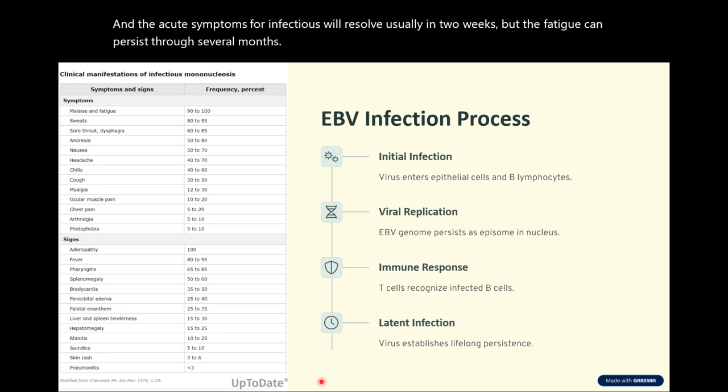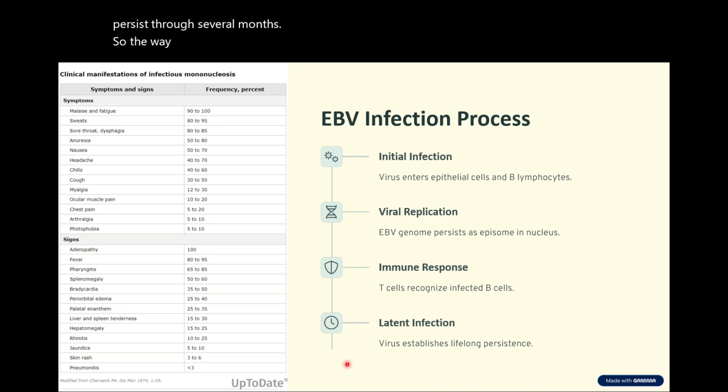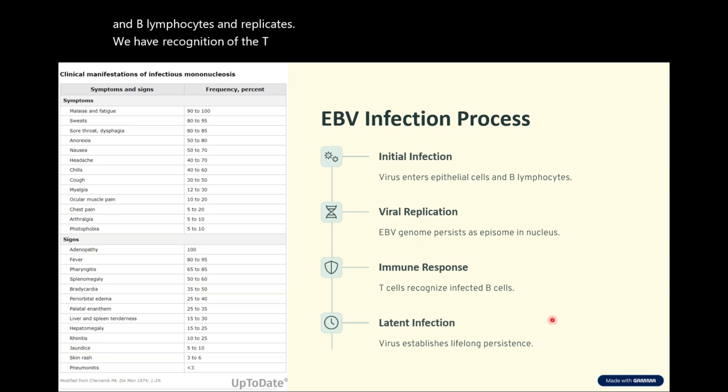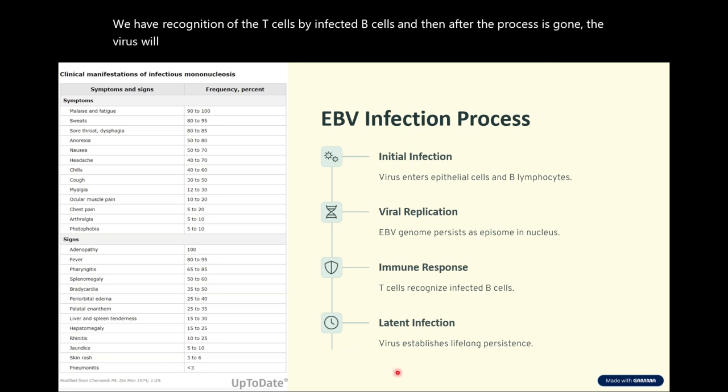So the way the infection starts, we have the virus entry through the epithelial cells and B lymphocytes. It replicates. We have recognition of the infected B cells by T cells, and then after the process is done, the virus will stay lifelong as a latent infection.